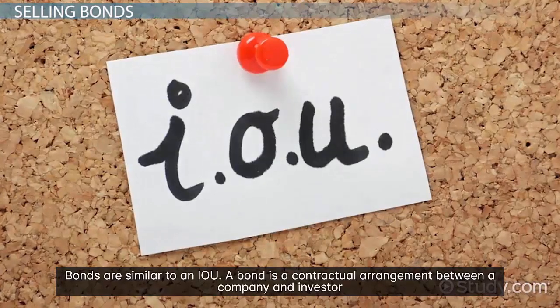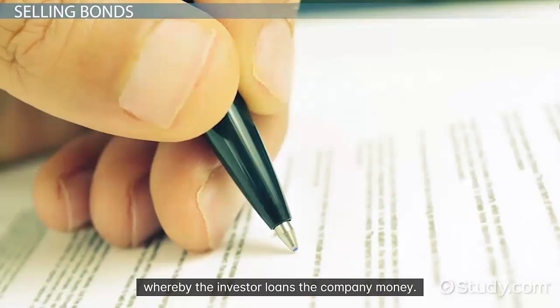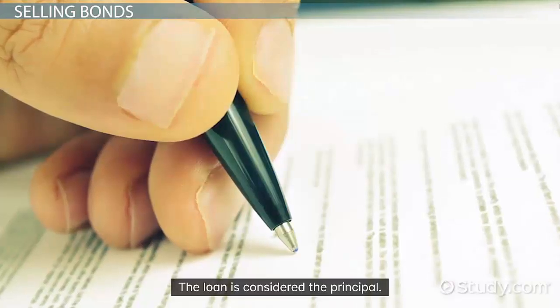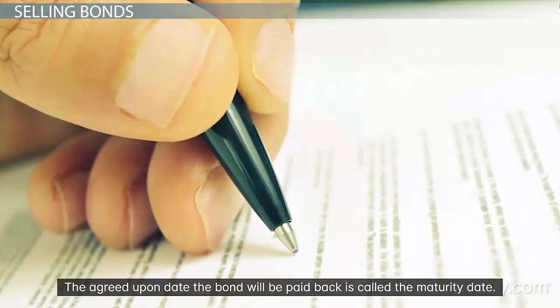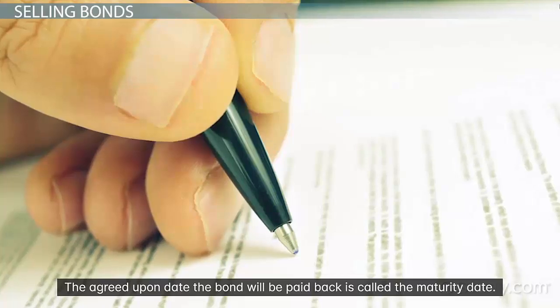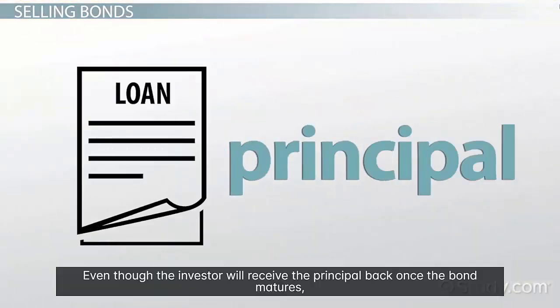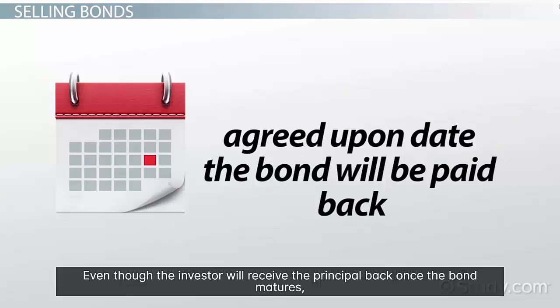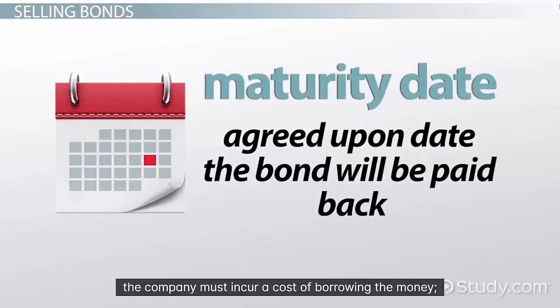Bonds are similar to an IOU. A bond is a contractual arrangement between a company and investor whereby the investor loans the company money. The loan is considered the principal. The agreed-upon date the bond will be paid back is called the maturity date.